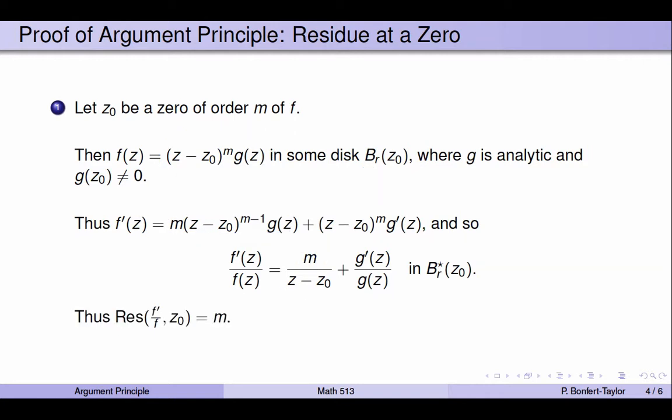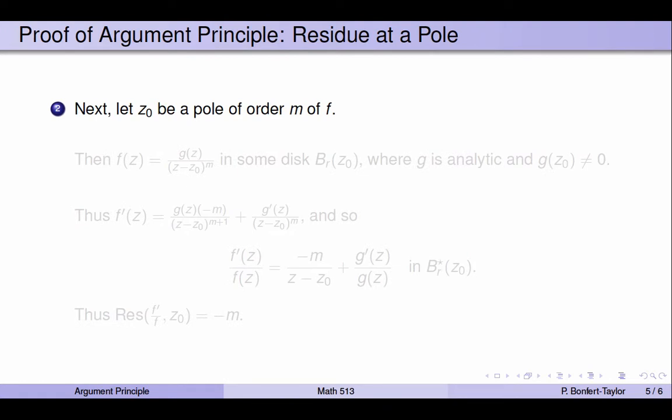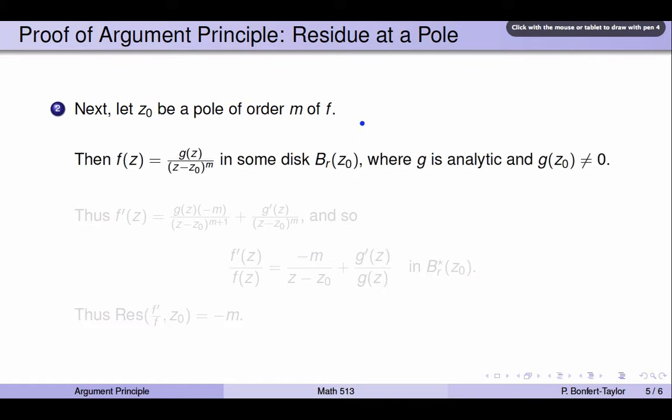The other case is very similar. So now let z0 be a pole of order m of f. What does that mean? That means I can write f as an analytic function g divided by (z minus z0) to the m in some disk around z0, where this function g in the numerator is analytic and non-zero. So the pole really comes from the (z minus z0) to the m.